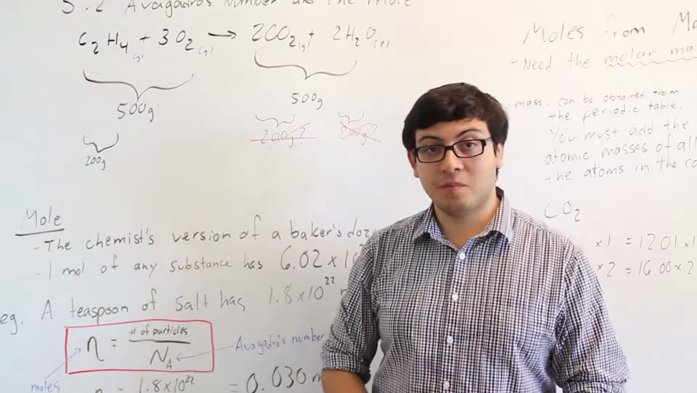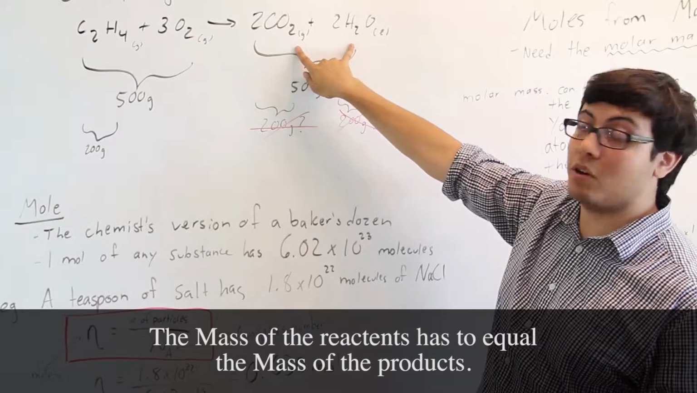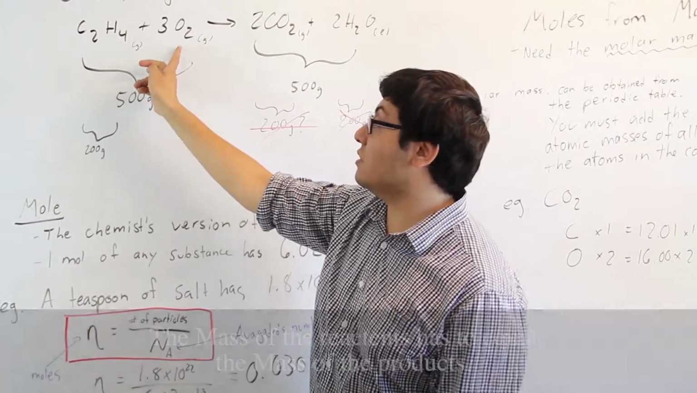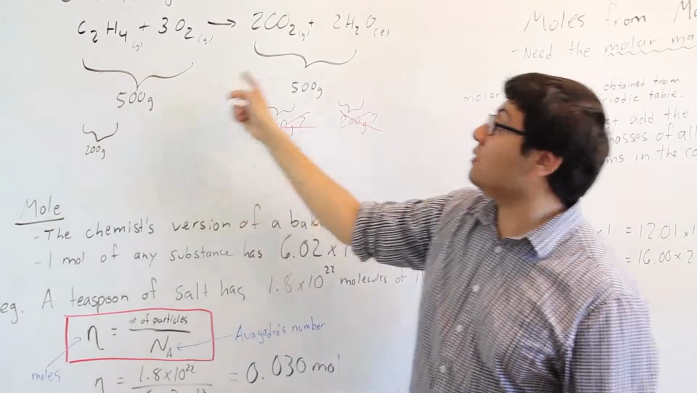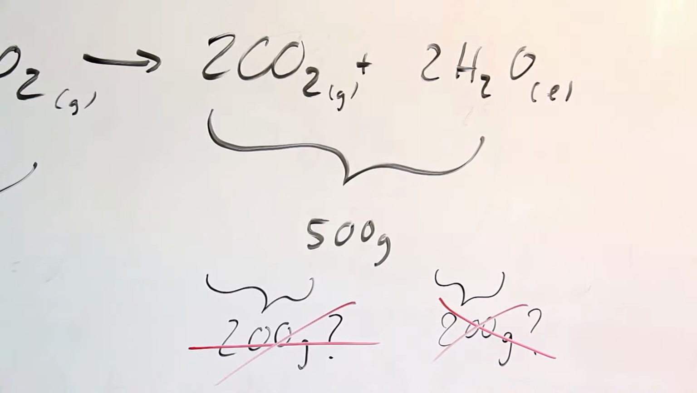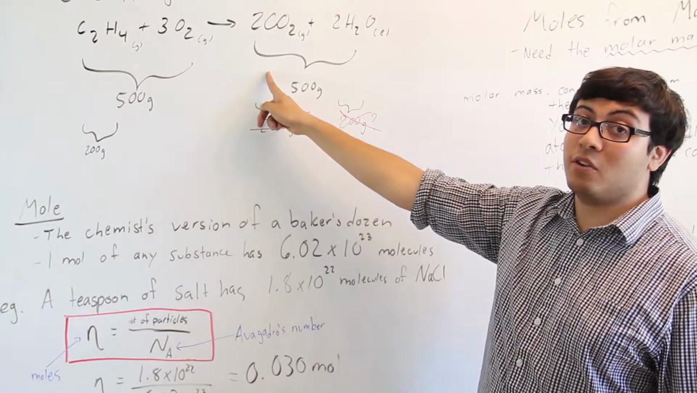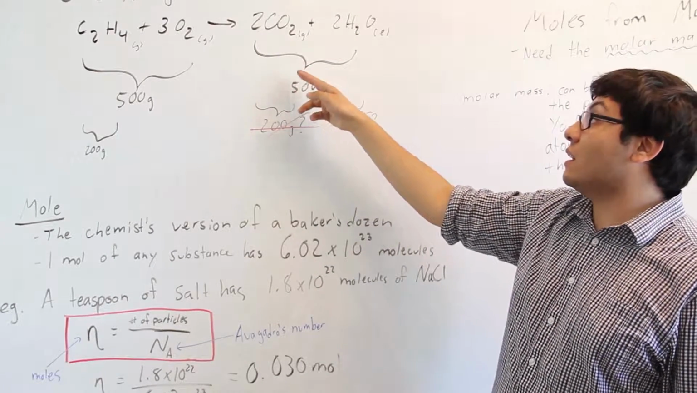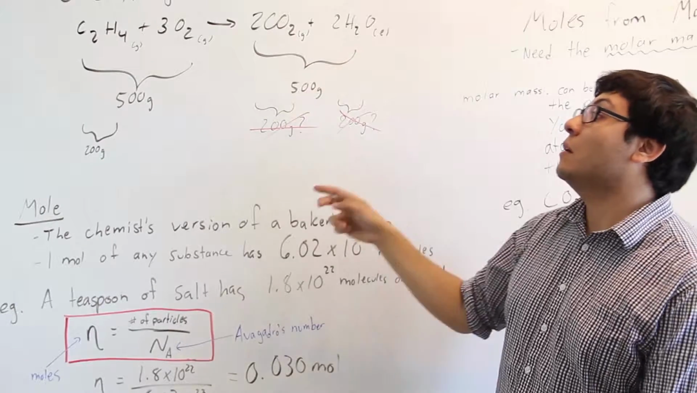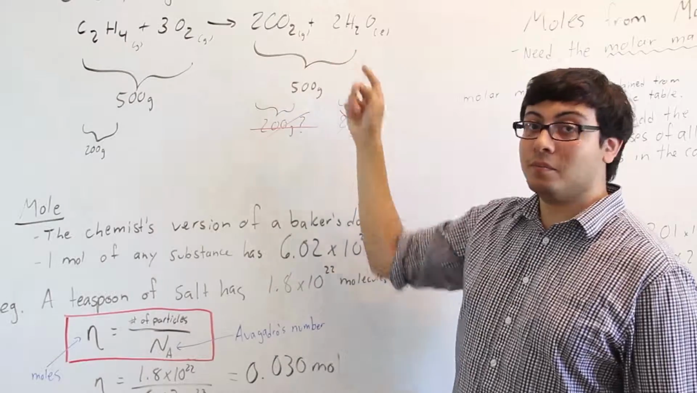So the law of conservation of mass tells us that the mass of the reactants has to equal the mass of the products. So it is true saying that if this is 500 grams, this must also be 500 grams. Unfortunately though, you can't say that because we have 200 grams of ethylene, we have 200 grams of carbon dioxide, or even 200 grams of water. Mass does not equal mass when we're trying to balance it out.